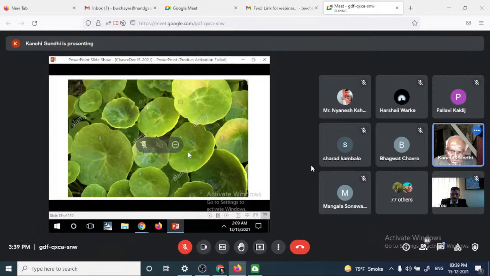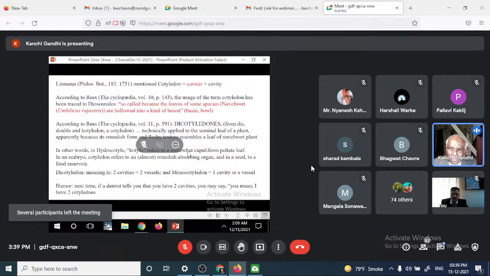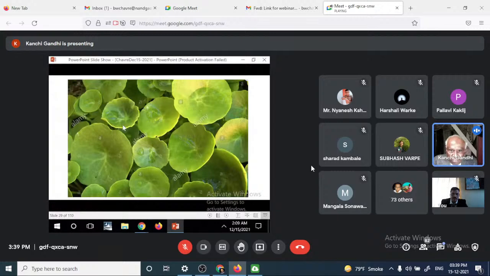Yes, all of them. Not a deep cavity, but still there is a kind of cavity. This is what the literal meaning of cotyledon is: a circular plate having a cavity. Or even if you want to omit circular plates, cotyledon literally means cavitas in Latin, cavity in English. What is a cavity? A hollow space. This is what he saw at the upper surface of this leaf.